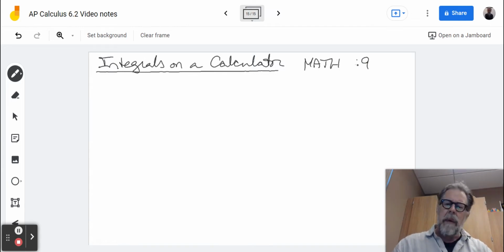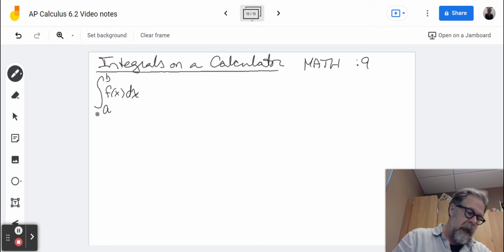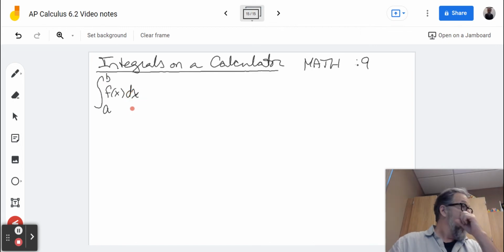I'm going to show you how to do two different calculators, the 83 and 84 of the TI line. The first one is the 83, but let's start by looking at our integral. We are finding the integral from a to b of some function with respect to x. So remember again, the integral from a to b of f of x with respect to x.